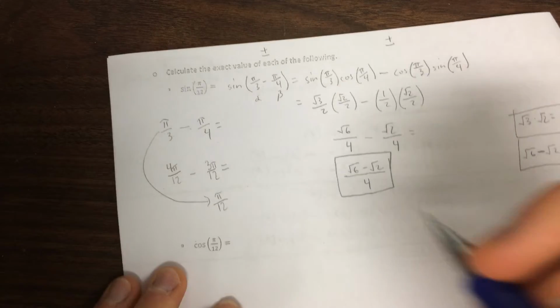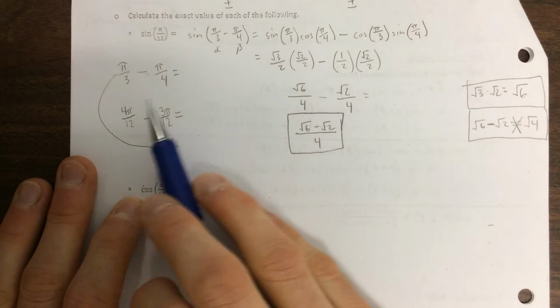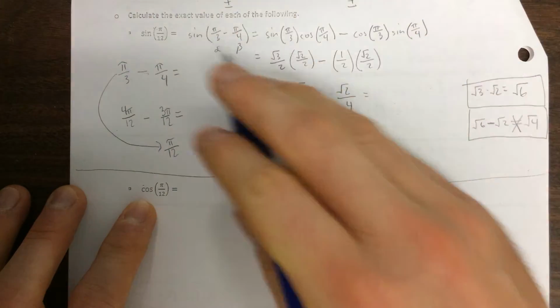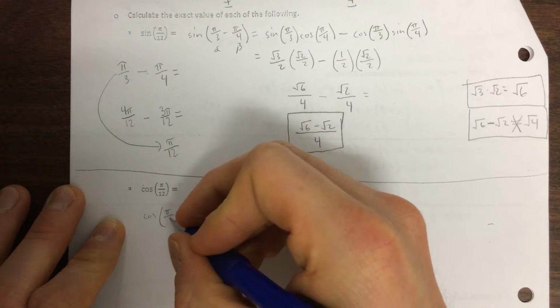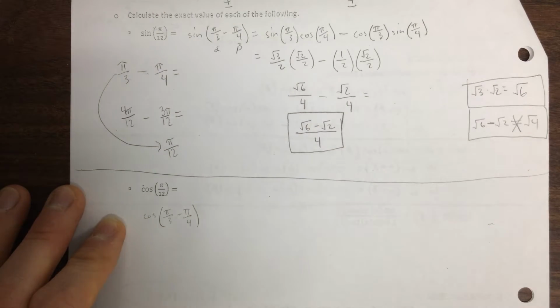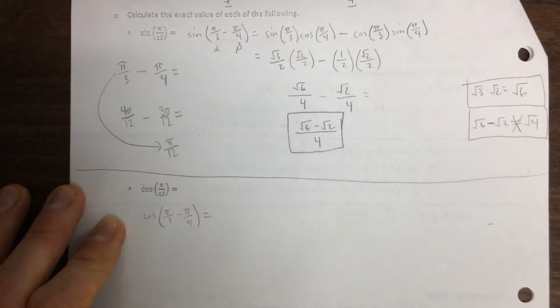to this one. Similar thing, right? We know that pi over 12 equals pi over 3 minus pi over 4. So we can do, I'm going to make a line here. Similar thing that we did here. We can say this is cosine of pi over 3 minus pi over 4. Now in doing that, we need to be careful with the cosine.